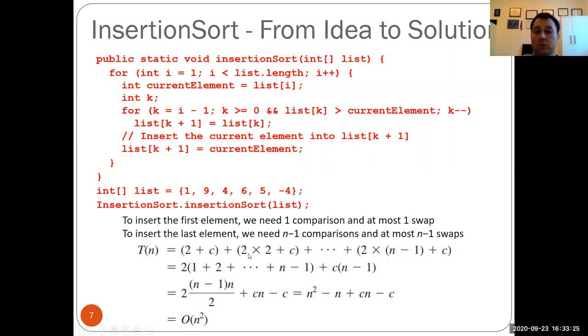For the second element, we would have to do 2 comparisons and 2 swaps. So basically twice multiplied by 2. And for the last element, we'll have to do twice n minus 1 operations, comparisons and swaps. So this is an arithmetic sequence. It's basically 2 multiplied by 1 plus 2 plus up to n minus 1. We take 2 as a common factor, plus c multiplied by n minus 1. 1 plus 2 up to n minus 1 is n minus 1 multiplied by n divided by 2. We simplify 2. We get n squared minus n plus cn minus c. And after we eliminate the non-dominating values, we get that it is a quadratic algorithm.